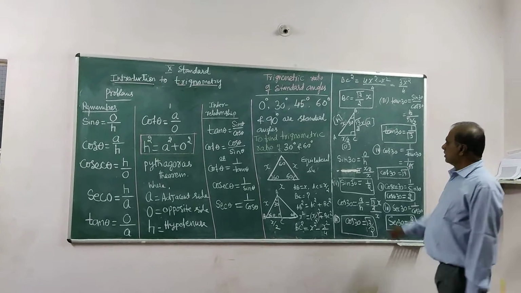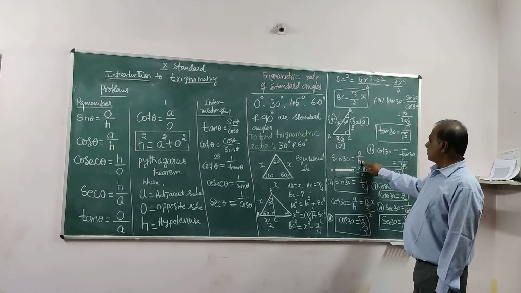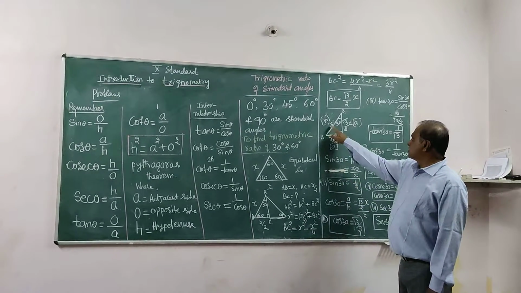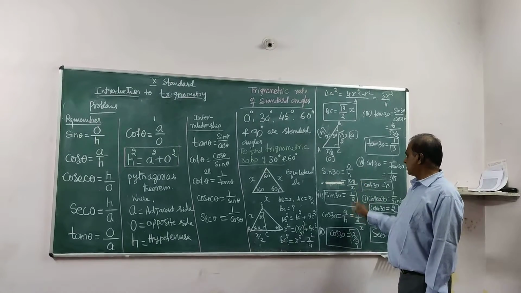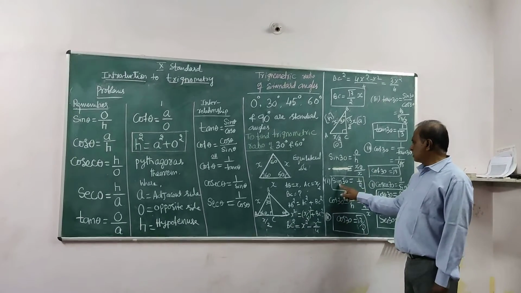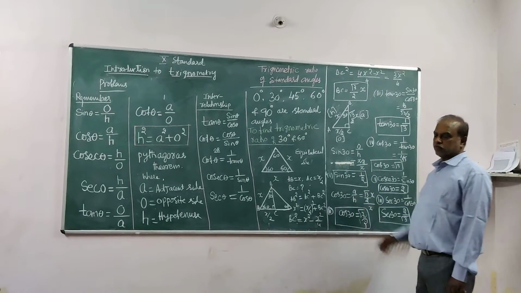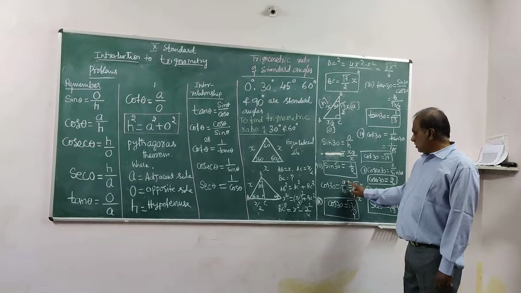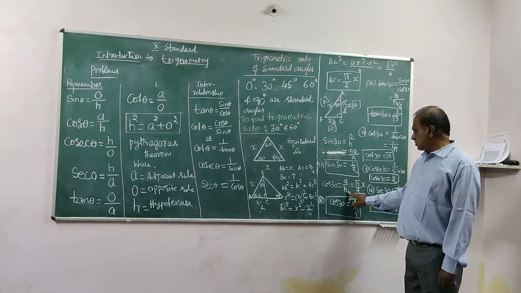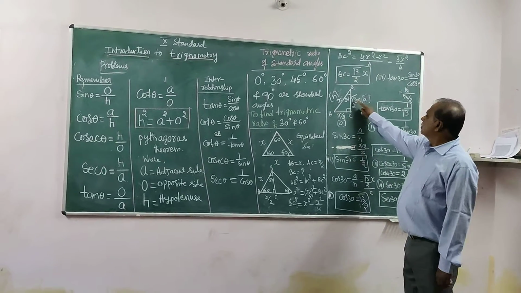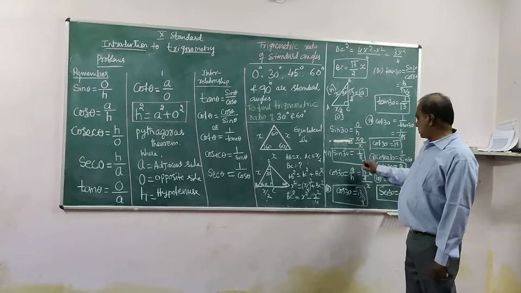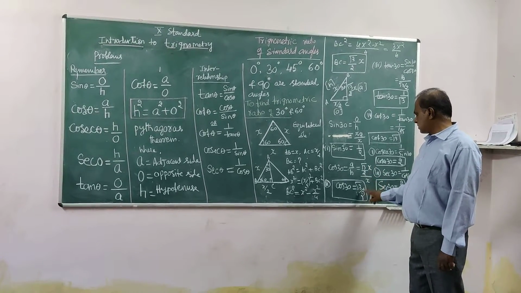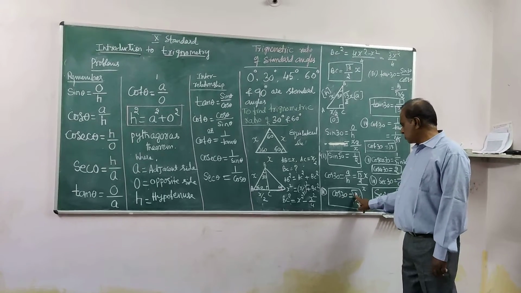What is sin 30? Opposite by hypotenuse. What is the opposite value? x by 2. Hypotenuse is x. Simplify. x cancels, 1 by 2. Sin 30 is 1 by 2. Cos 30, as per the definition, adjacent by hypotenuse. Adjacent is root 3 by 2 into x. Hypotenuse is x. x cancels, root 3 by 2. Cos 30 is root 3 by 2.